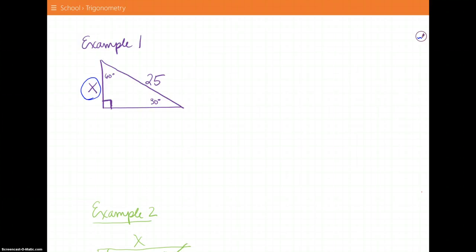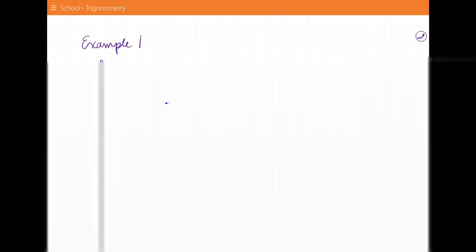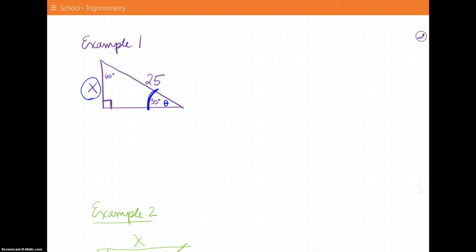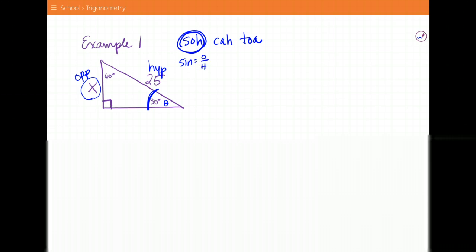Okay, so I'm going to pick this 30-degree angle to be my theta, to be the one that I'm comparing to. I could use the 60. You get to pick in this one because they told you both of them. Okay, so I told you we're going to use SOHCAHTOA, and that's what I'm thinking about here. So compared to the theta, the x is the opposite side, and the 25 is the hypotenuse. So when I look at SOHCAHTOA, which one of these things has O and H in it? Well, there's only one. It's this one. That tells me that sine is opposite over hypotenuse.